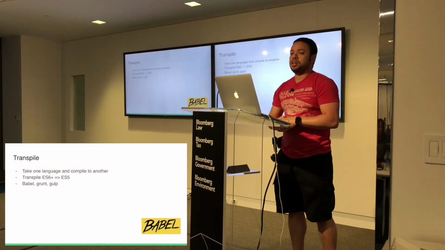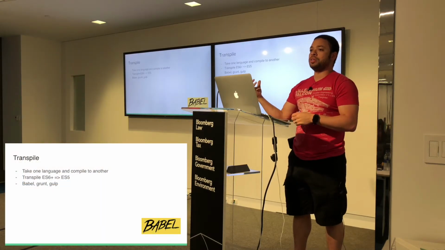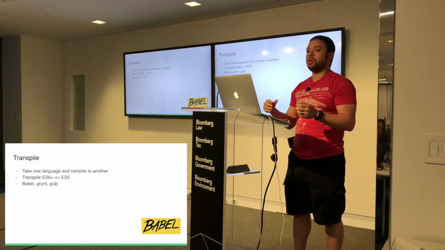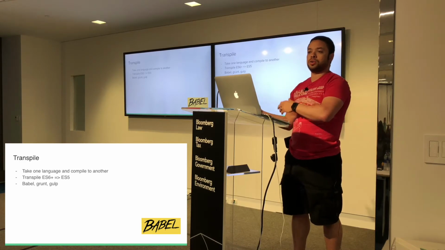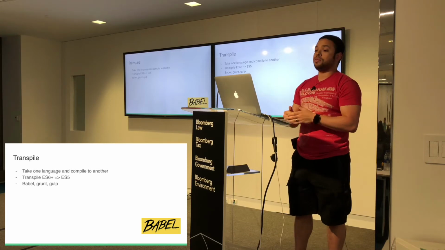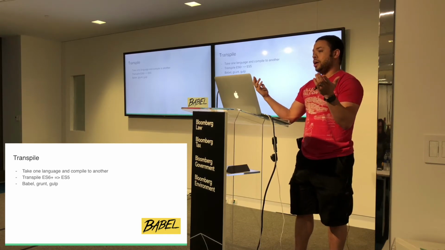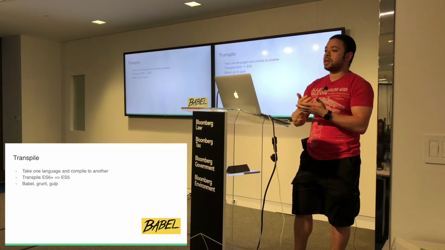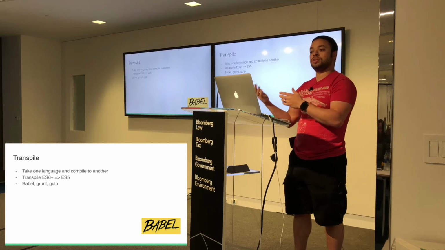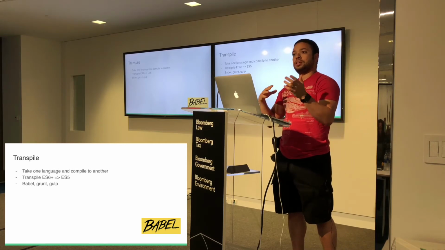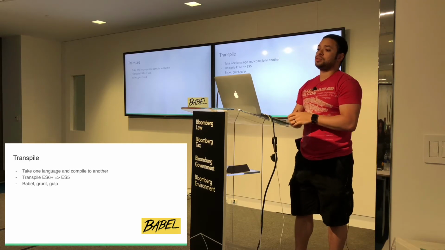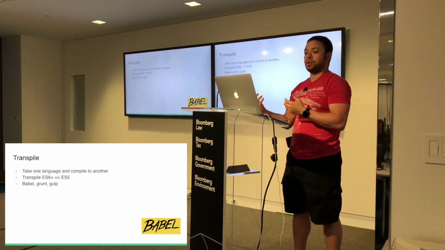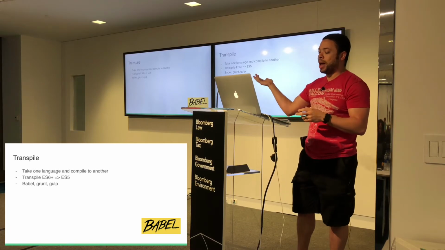So transpilation is the process of taking one language and compiling it into another. Transpilers will take ES6 or higher code and transpile it down to ES5, so you still get the feature set that you want, the newest features, and you still get the browser support. Some of the most popular transpilers are Babel, which I don't know how to pronounce. It's either Babel or Babel.